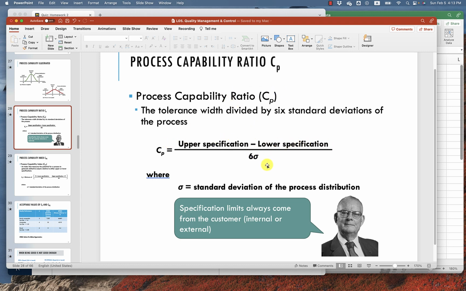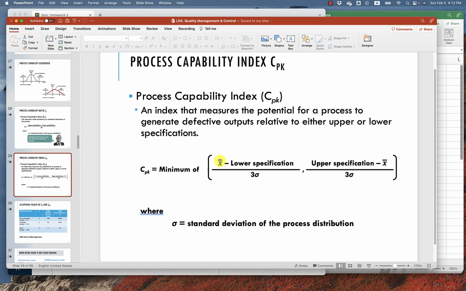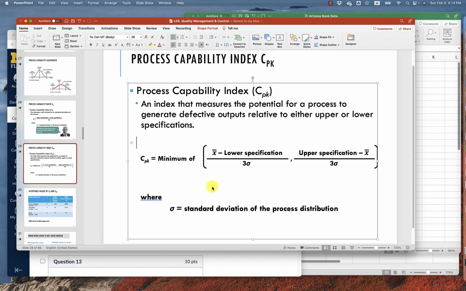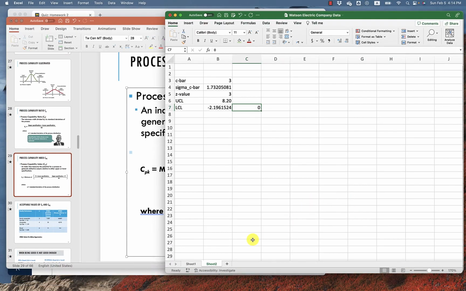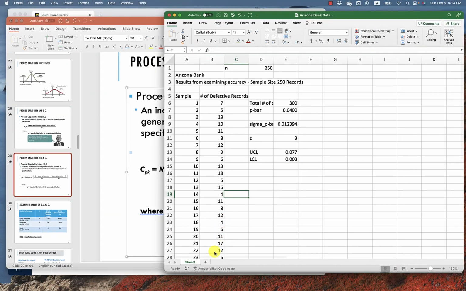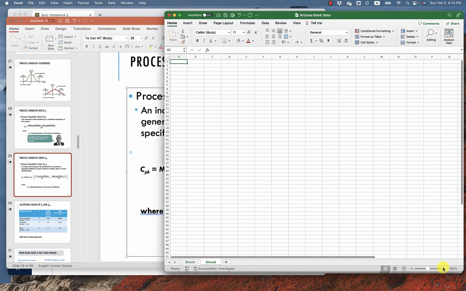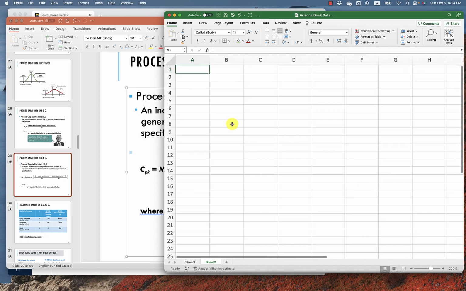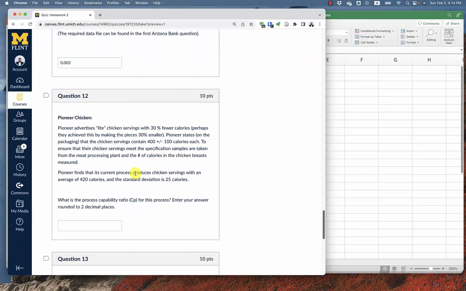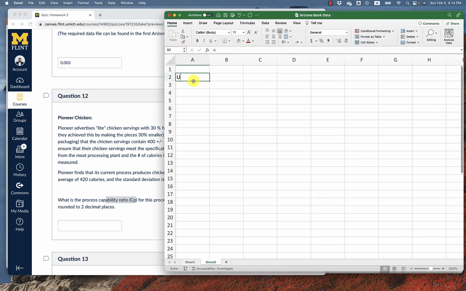So CP is upper spec minus lower spec over 6 times standard deviation, and CPK uses the center of the process, which is Xbar bar as well. Let us make a new sheet, and here we'll do the process capability questions. For question 1, when you need the process capability ratio, you're going to need upper spec.